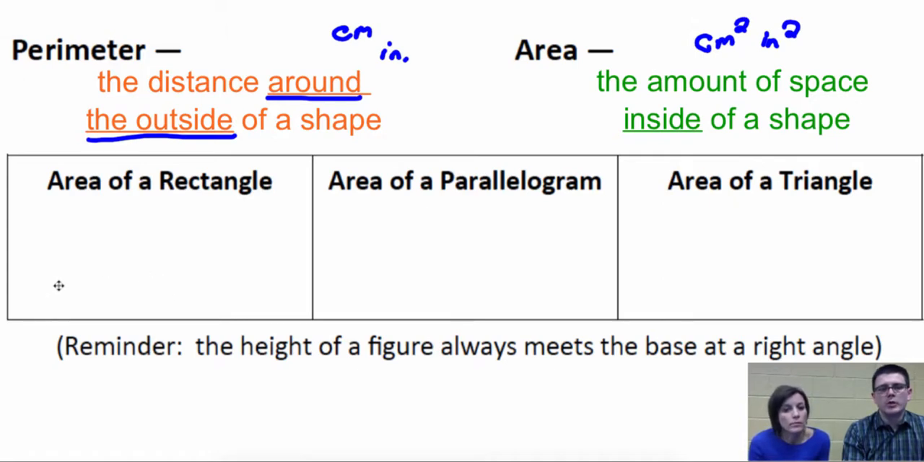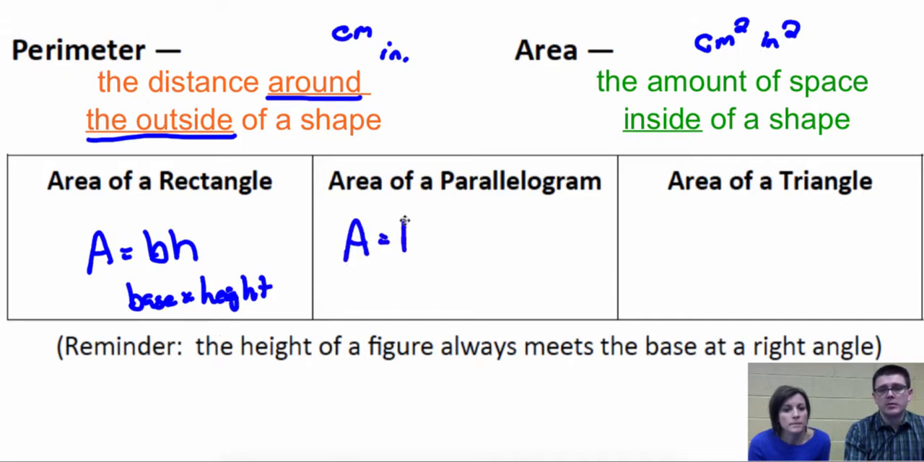All right, quick review of our formulas. For the area of a rectangle, area is equal to base times height. So the base times the height, the two measurements of our rectangle. For a parallelogram, same formula, base times height, but one of the things we have to watch for is the height of the figure always meets the base at a right angle. So just like we got done with in our last unit, look for that right angle symbol to help us know when we are looking at the height of a figure.